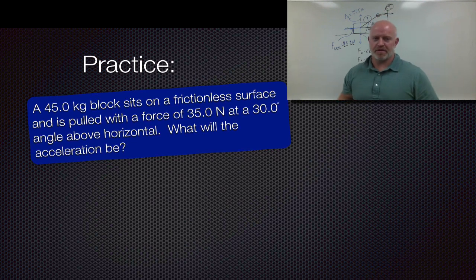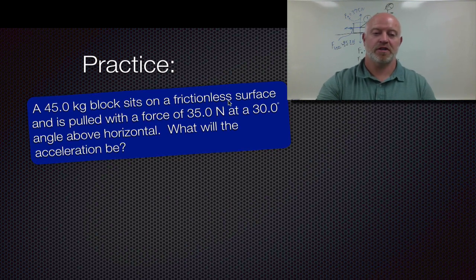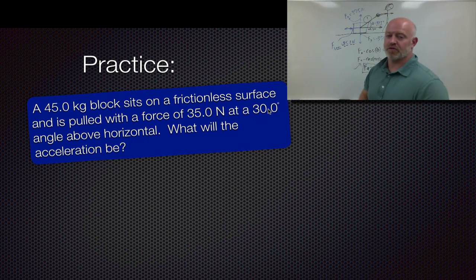So here's another practice problem for us. We have a 45 kilogram block that sits on a frictionless surface. So now it's frictionless for us. Pull with a force of 35 newtons at a 30-degree angle. So now we know the pulling force.